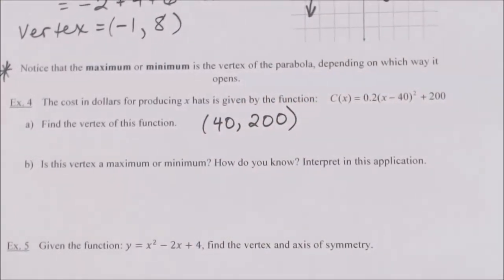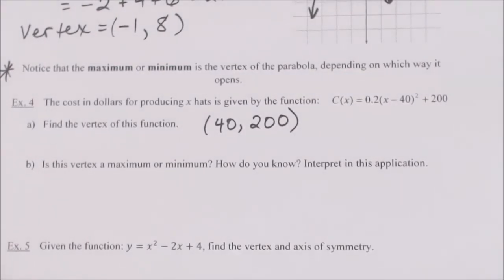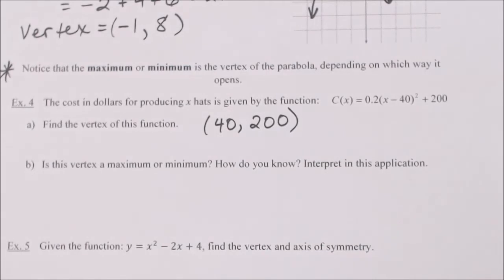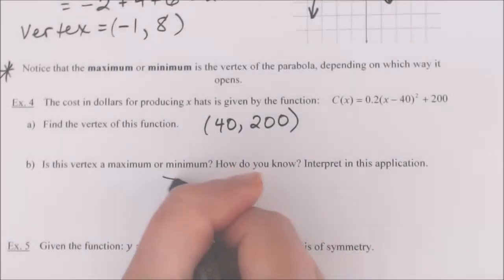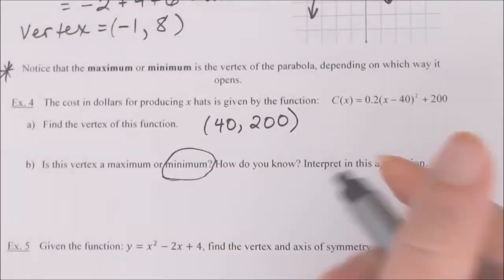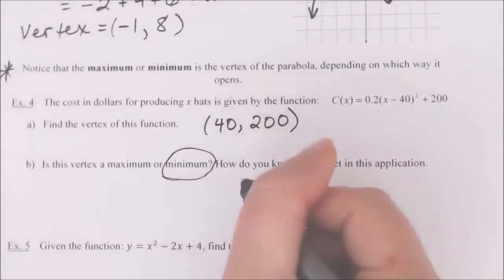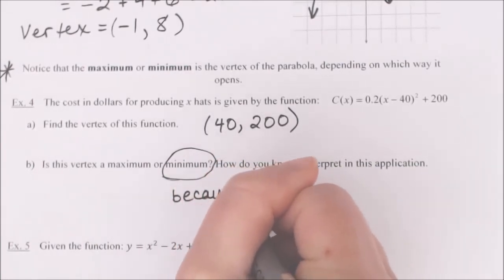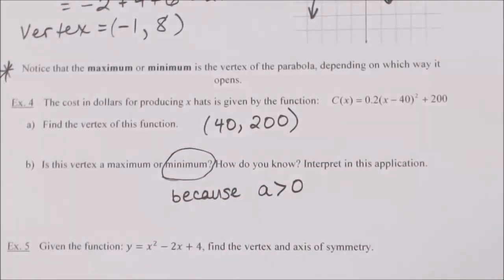Would this be a maximum or a minimum? How do you know? Think about which way this opens. Look at the a value in the front. It's positive, which means it's going to open up. So what does that tell us? That we're dealing with a minimum. And so this would be a minimum because the a value was positive.